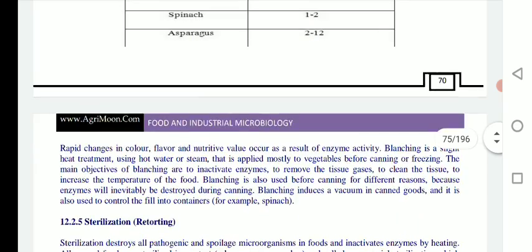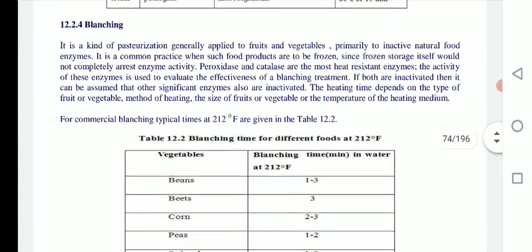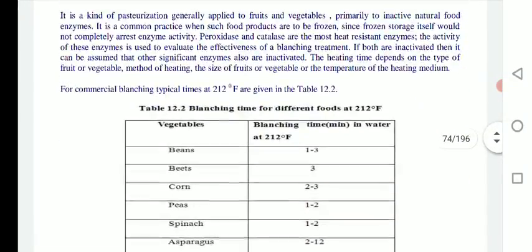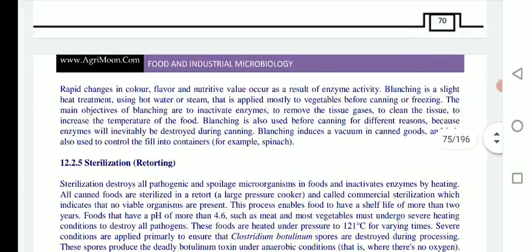So what occurs after blanching? Rapid changes in color, flavor and nutritive value occur as a result of enzyme activity. So these are the basic changes we find after blanching treatment. We can observe changes in color, the flavor also gets altered, and the nutritive value gets changed.